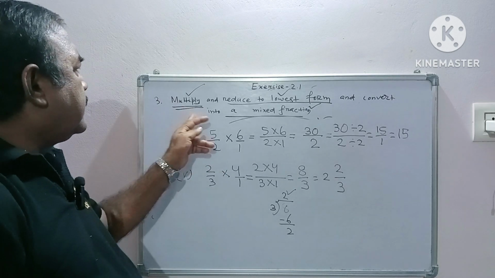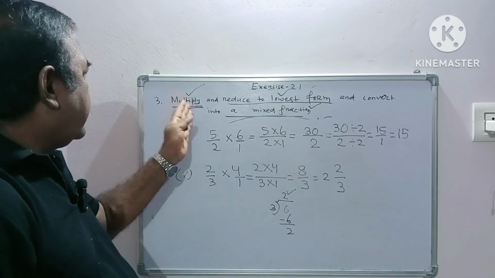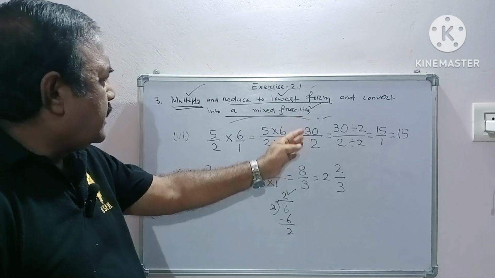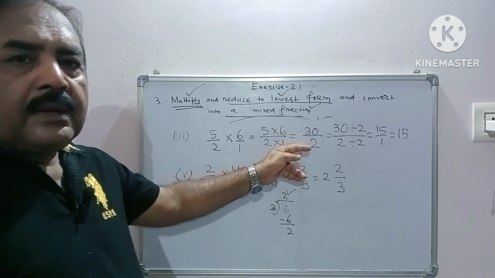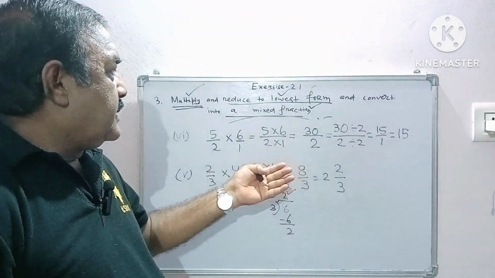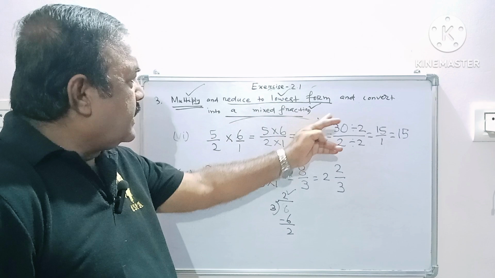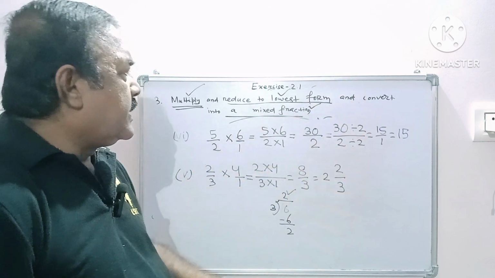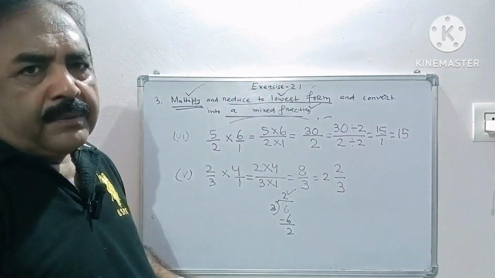So you will have to follow the 3 steps. You will mark here. First you will have to multiply. You get the product. Then you see the numerator and the denominator whether they have the common factor more than 1 or not. If yes, then you divide them by their HCF. And finally what you get, you convert them into mixed fraction if that is an improper fraction.